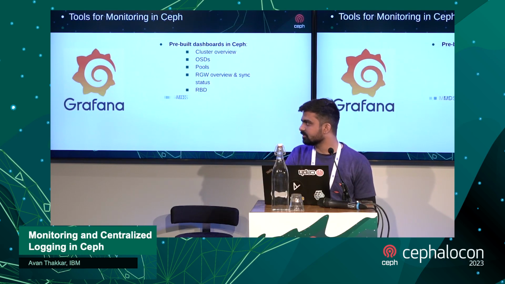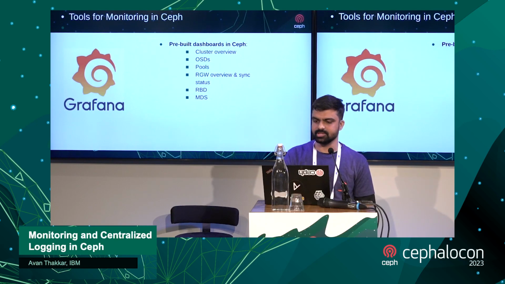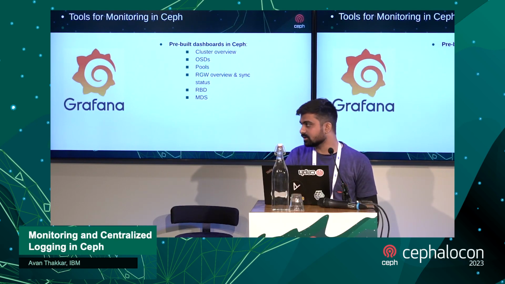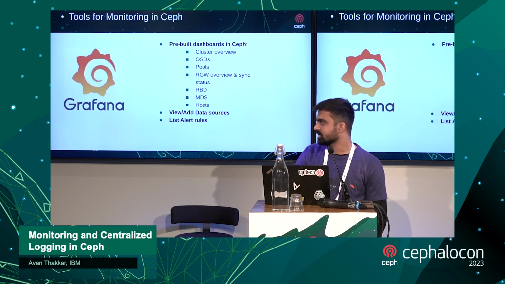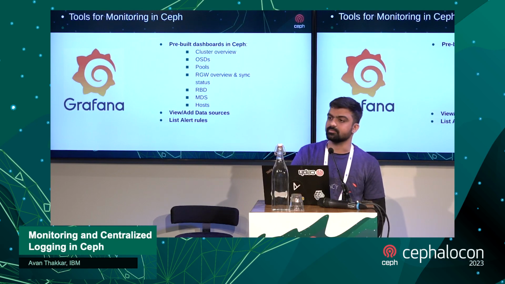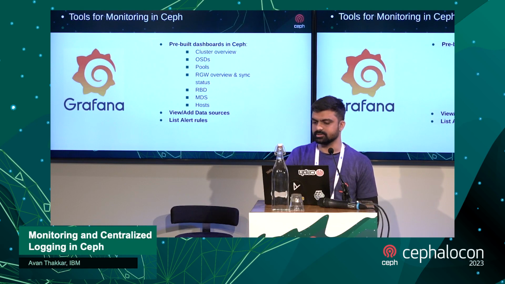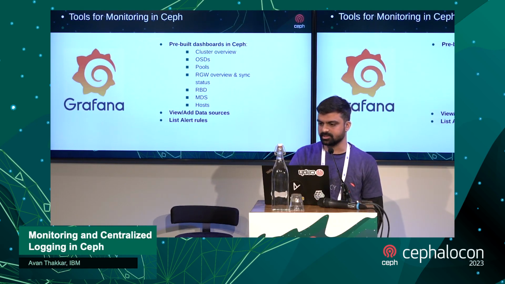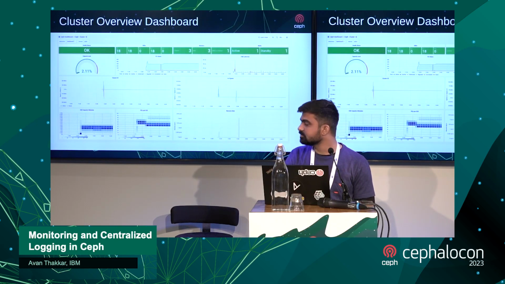RBD is there. For all the components, we have these Grafana dashboards integrated in the Ceph dashboard itself under the cluster component. These are all the lists, and we can also add a new data source in Grafana, as you know, and view it. That may be useful in case you are doing multi-cluster monitoring. Let's say you want to add one more Prometheus instance of your other cluster and monitor it in the same Grafana UI. Then you can add an extra Prometheus data source. And of course, you can also list the alert rules.